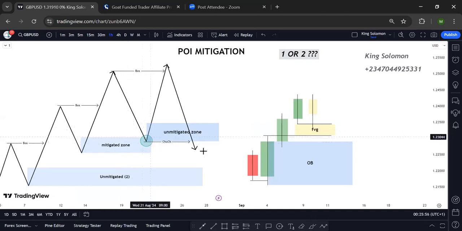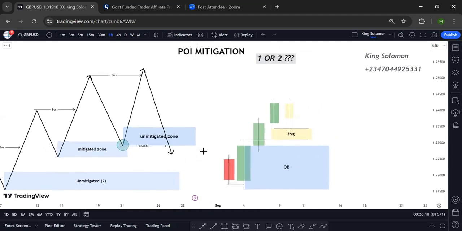What we are focusing on is these strong points, and since it has been taken out, you can name it a change of character. What's the change of character? Change of character is the break of strong points. That's simply the meaning of change of character. While break of structure is the break of what? Weak points, right?